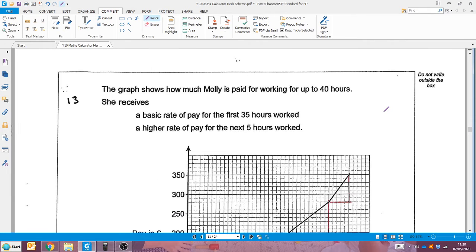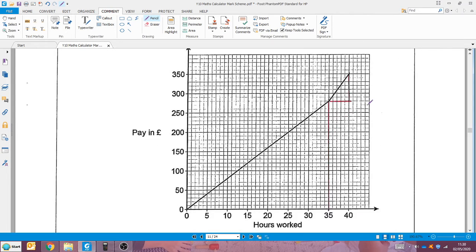Challenging little question. Still on 6s, I'd say. Again, a very real life situation. This is Molly doing a 40-hour week, 35 hours at her basic rate of pay. If she does more hours after hours because the boss needs her to, then she's going to get paid more for those 5 hours compared to any of those 5 hours in the normal working week. So we're basically working out 2 different gradients as a rate of pay.